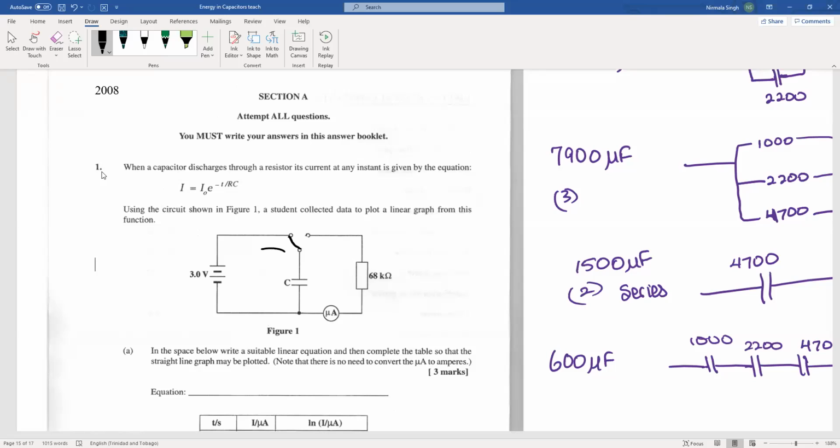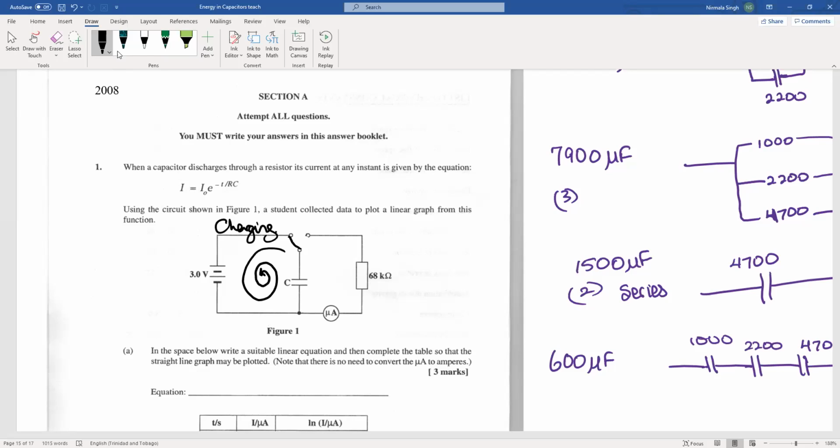And what's going to happen? My current is going to pass through this part of the circuit, and it's going to build up the charge on my capacitor. So this is the charging part. Now, when I want to discharge my capacitor, I have to remove it from the power supply. So I have to disconnect it from the power supply.